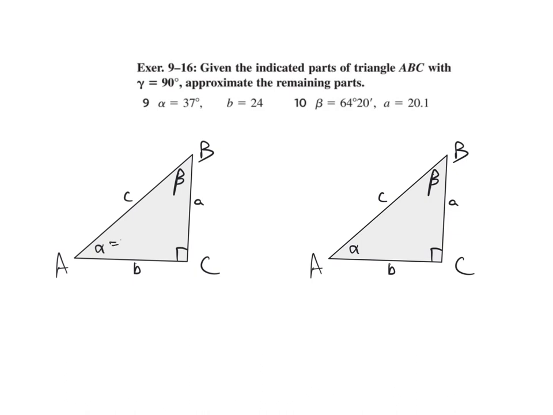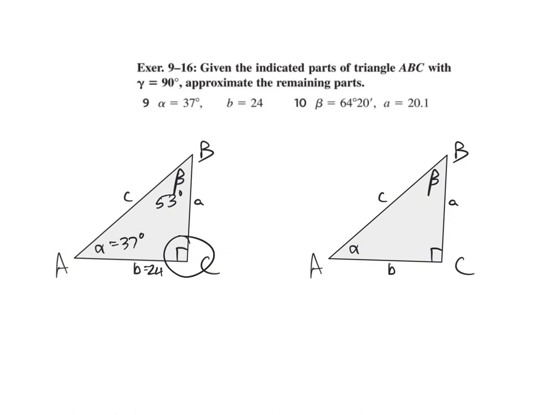So alpha is 37 degrees. What's beta? So you take 90 minus 37. Why is it 90, not 180? Because they all have 90 degrees there. 180 minus 90 is 90 degrees left to be used between the two. So 90 minus 37 is 53. So that's 53 degrees. All right, so we got part of it. B is 24. Now let's solve for everything else.